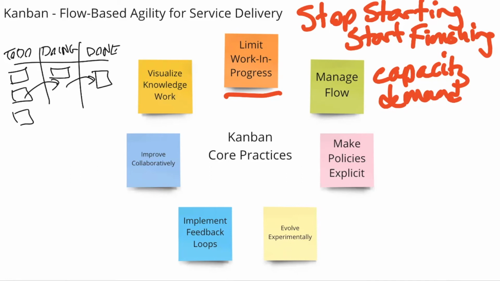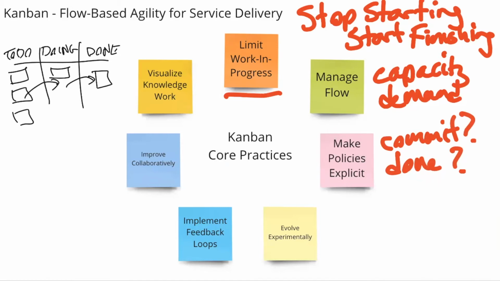Next practice is to make policies explicit. Often in any kind of process, there's either implicit or explicit agreements. We want to make sure that everything is explicit. So what does it mean to commit to some work? What does it mean to be done some work? And many other kinds of policies.